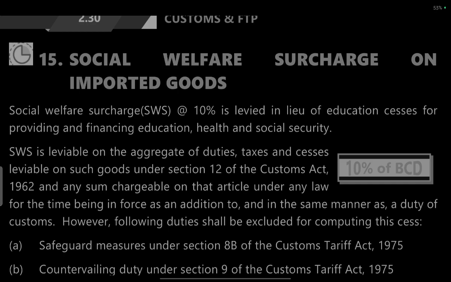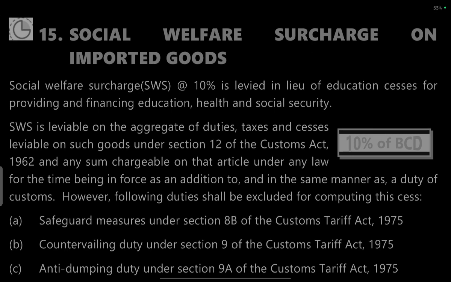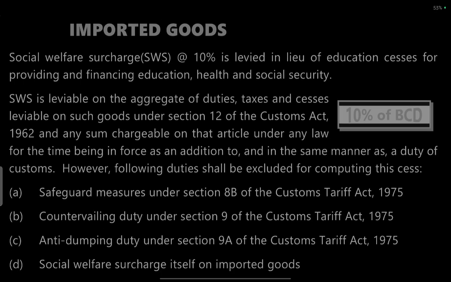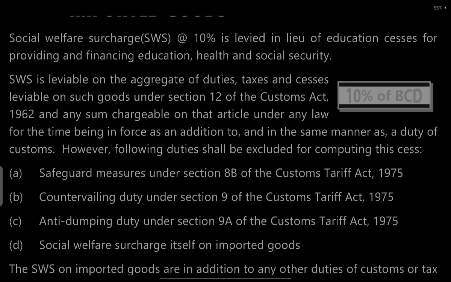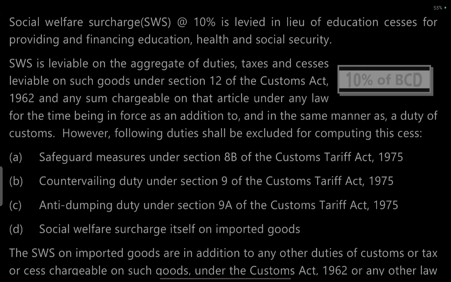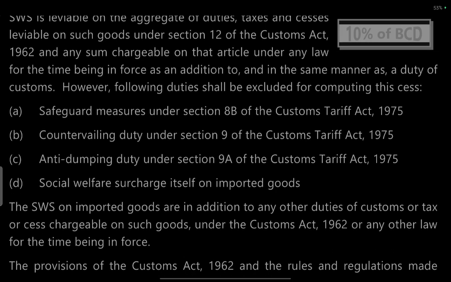Social welfare surcharge on imported goods. A social welfare surcharge, SWS, of 10% is levied for the purpose of providing and financing education, health and social security. SWS is leviable on the aggregate of duties, taxes and cesses levied on the goods as per Section 12 of the Customs Act 1962, that is, 10% of BCD. It is chargeable on the article under any law for the time being in force, in addition to and in the same manner as a duty of customs.